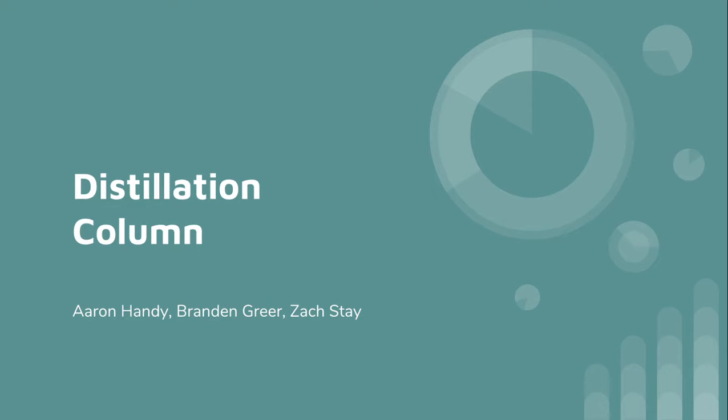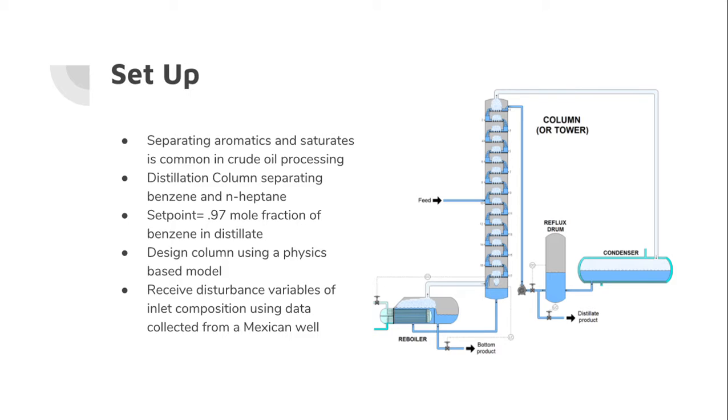Aaron Handy wasn't able to be with us today, but this is our process control project of a distillation column. A common problem in crude oil processing is separating out aromatics and saturates from crude oil. To model this, we decided to design a distillation column that separates out benzene, an aromatic, and N-heptene, a saturate. We set a set point for how much benzene we want in the distillate.